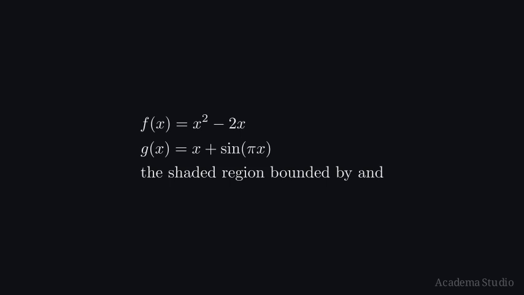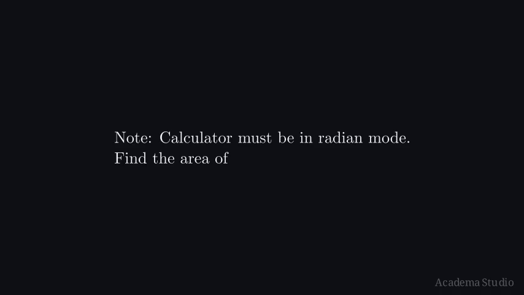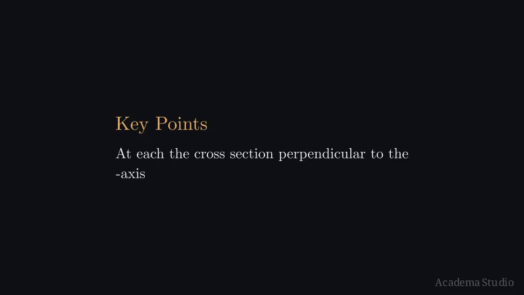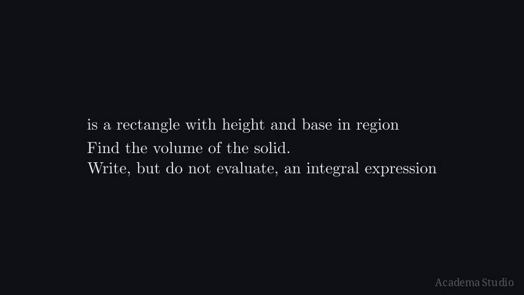Important note, your calculator should be in radian mode because the function g of x contains sine of pi x. Part A asks for the area of the shaded region. Part B says region R is the base of a solid. At each x, the cross-section perpendicular to the x-axis is a rectangle with height x and base in region R. Find the volume of the solid.